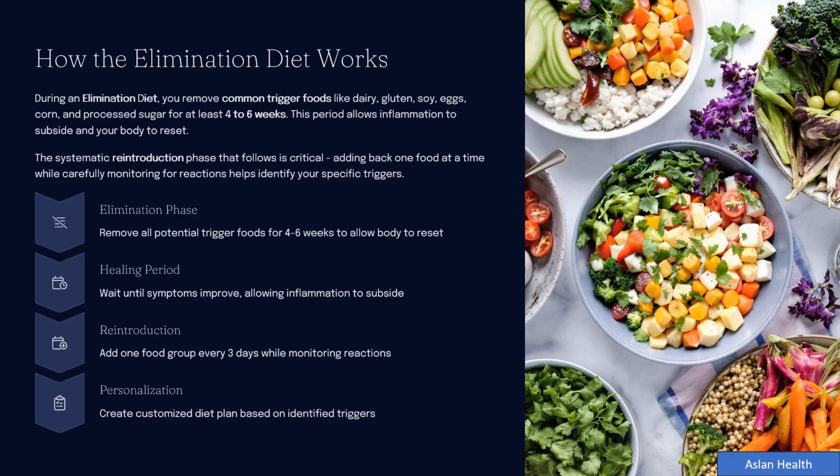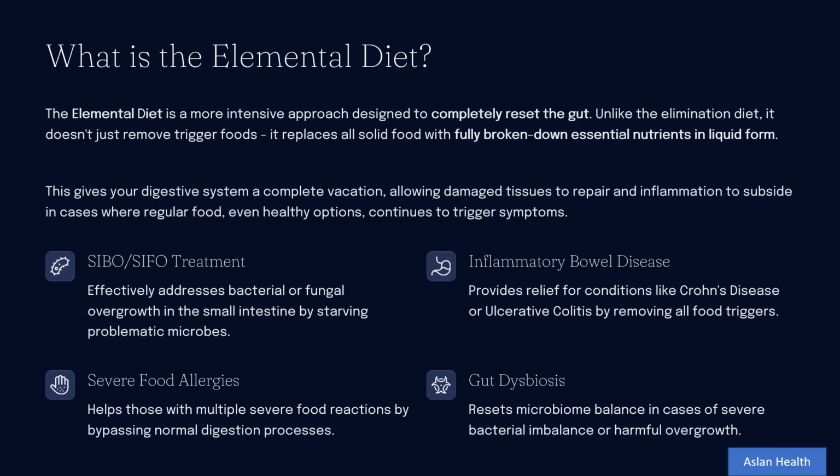And you may find eggs that are cooked are a little different from eggs that are, say, raw or minimally cooked. You can figure that out with the elimination diet. You can create a customized diet plan to eliminate the things that are triggers, causing inflammation, pain, or symptomatology. So, on to the second type that we're going to discuss, which is the elemental diet.